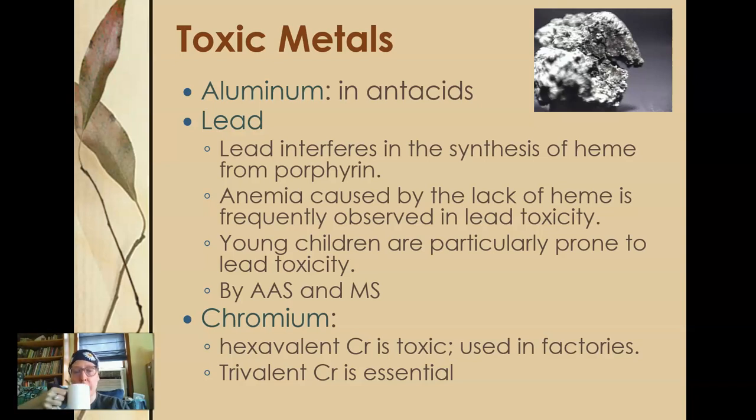So chromium, there are two forms, hexavalent chromium and trivalent chromium. Hexavalent chromium, or chromium 6 plus, is toxic. It is used in factories. And so if you live around a factory, it could contaminate the water and the ground and get into everything.